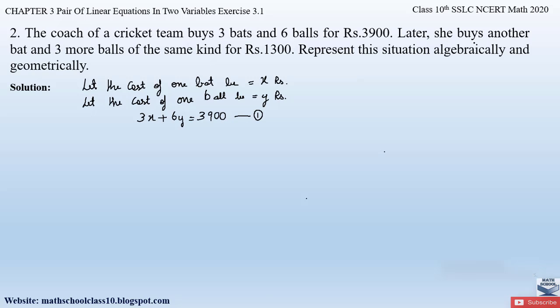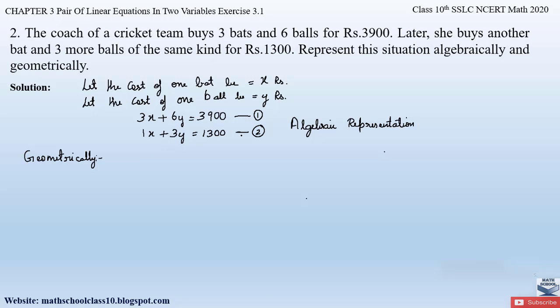Similarly, later on they again buy a bat and 3 balls. So one bat will be 1 into X, plus again 3 more balls, so 3 into Y, equal to 1,300, since they are buying for rupees 1,300. Let this be equation number 2. So now we have represented the situation algebraically. Similarly, let us represent the situation geometrically.